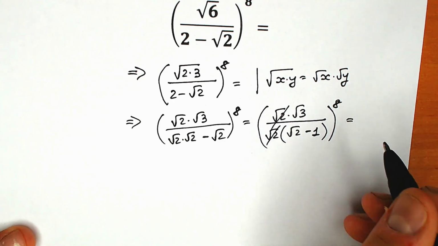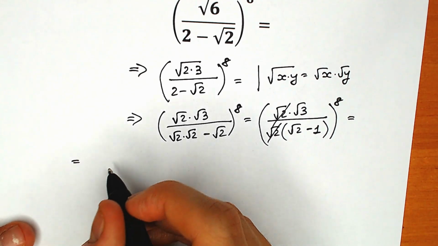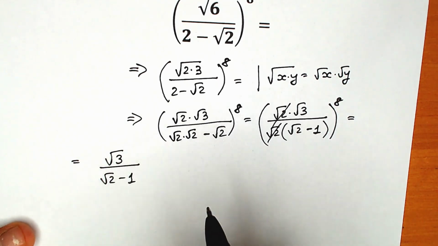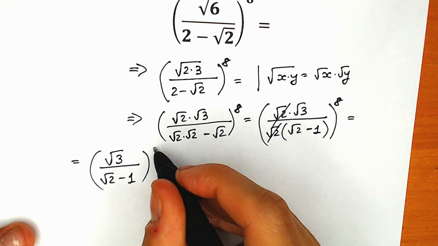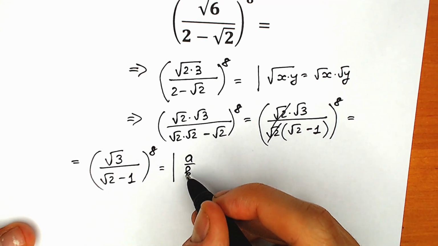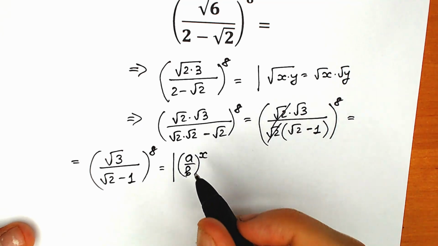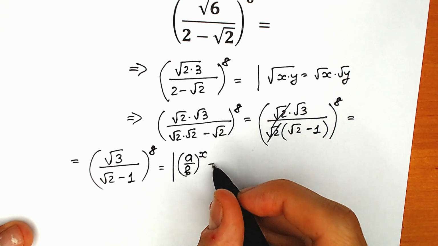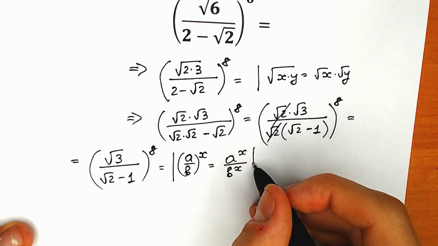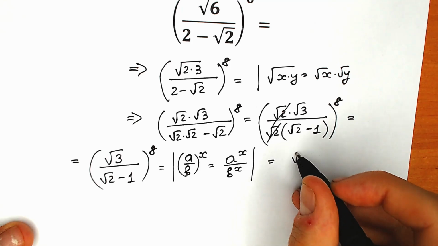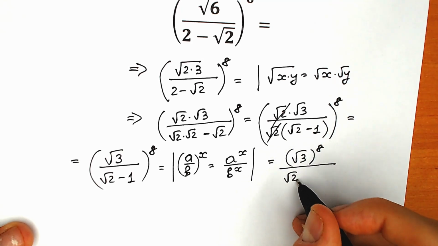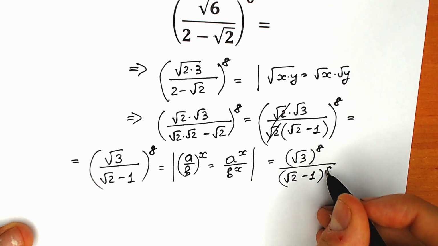Let's do this right now. We have square root of 3 in our numerator, and in our denominator we have square root of 2 minus 1, raised to the power 8. Now we need to know another property. Whenever you have an expression like a over b raised to the power x, we can raise our numerator to the power x and our denominator to the power x. Let's apply this rule here. We raise square root of 3 to the power 8, and we raise square root of 2 minus 1 to the power 8.